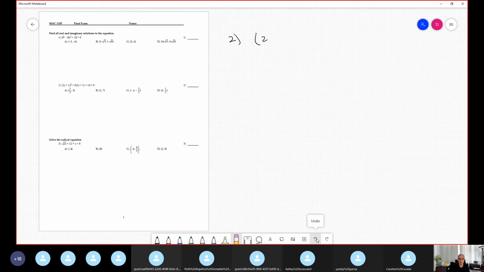Okay. Number 3. Well, number 3, immediately identification, radical equations. That is, an equation that contains a radical. Square root of 2x plus 12, but 12 is outside the radical, is equal to x plus 8. Okay, I copy.